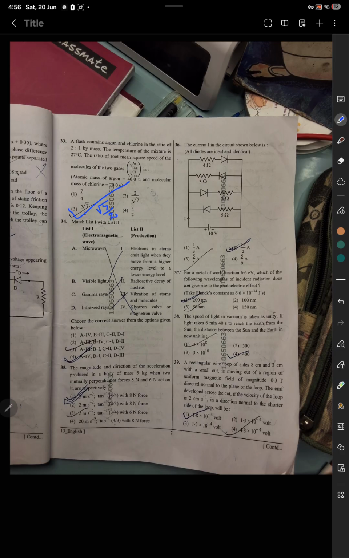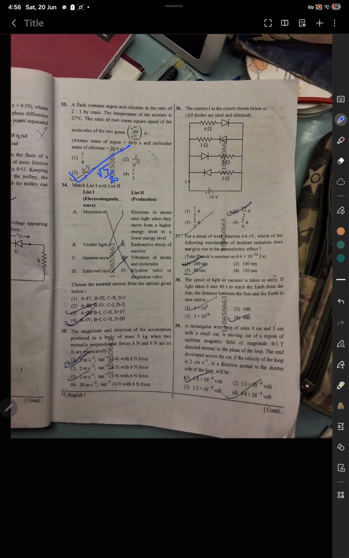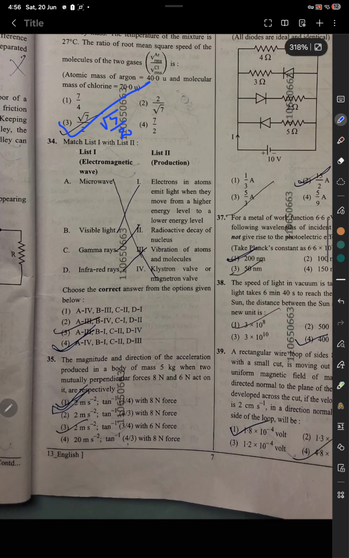Question number 34. Match list 1 and list 2. So here in list 1 are electromagnetic waves and their production. So your option number 4 is correct. A4, B1, C2 and D3.